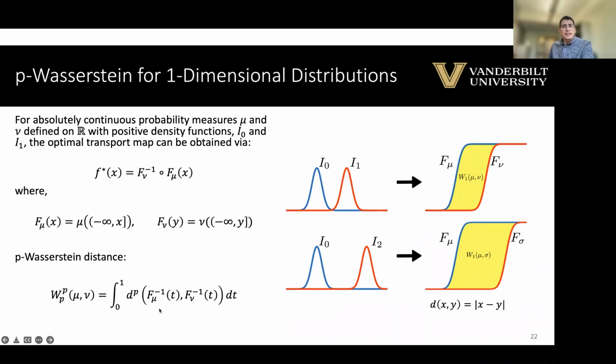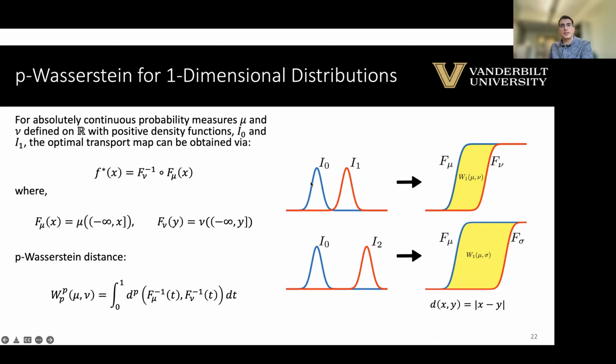One thing to notice here is that there is no optimization, there is no minimization, because this F star is uniquely defined. We don't need to calculate any optimization here, and we have a closed form solution for Wasserstein distance.